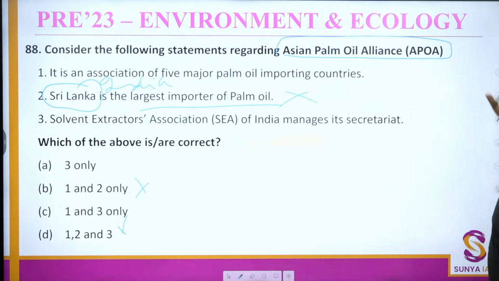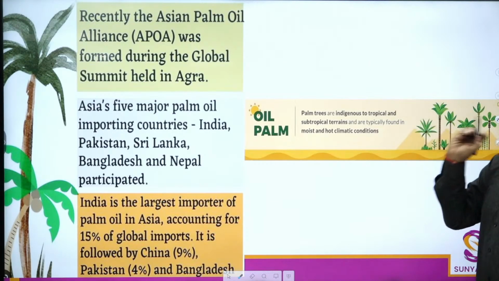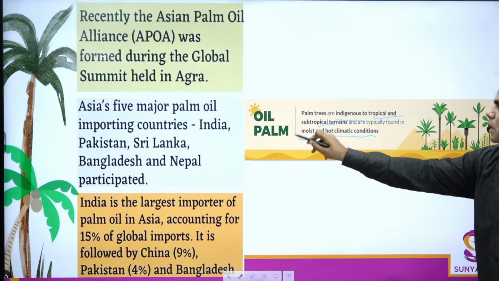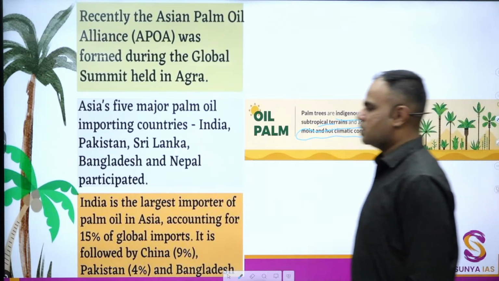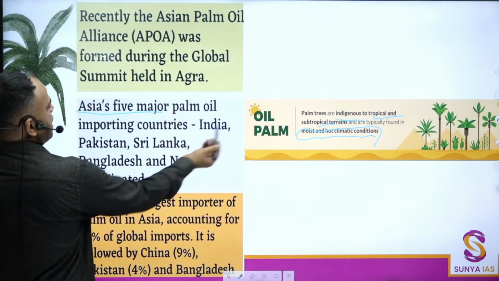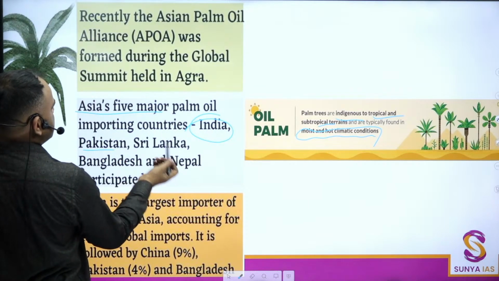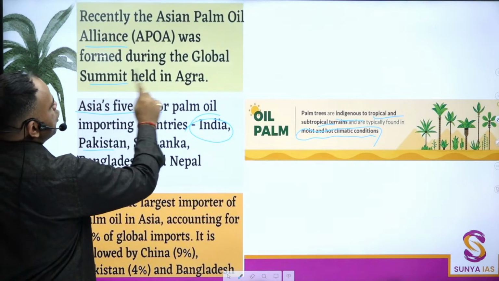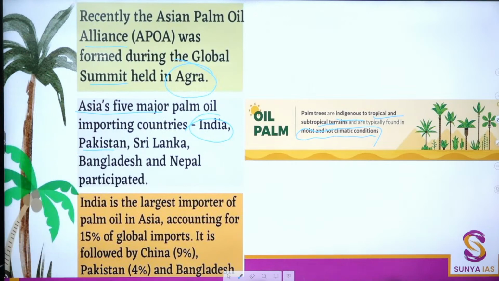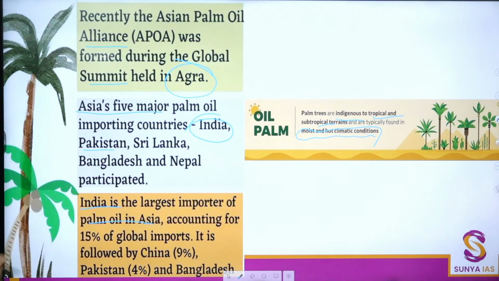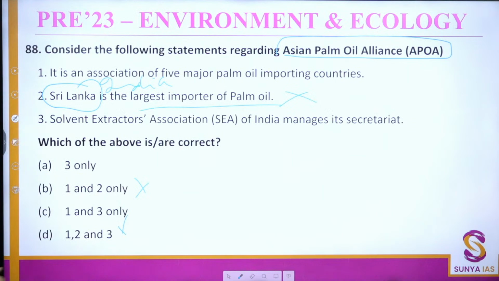Okay, and with respect to palm oil also I've just added a few things. Palm oil trees are indigenous to tropical and subtropical areas of moist and hot climate conditions. Asia's 5 major importing countries are India, Pakistan, etc. And this Asian Palm Oil Alliance was formed in the global summit which happened in Agra. Okay, and India is the largest palm oil importer in Asia, followed by China. Again, this is something you need to know. So it's definitely not Sri Lanka. So 2 you can definitely eliminate.